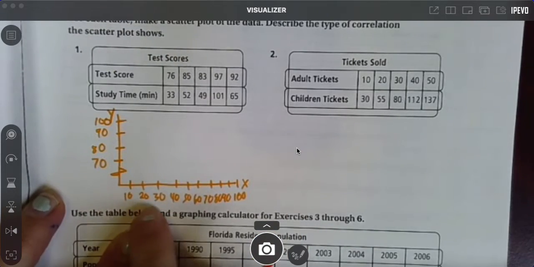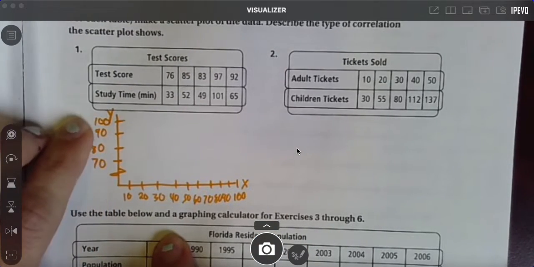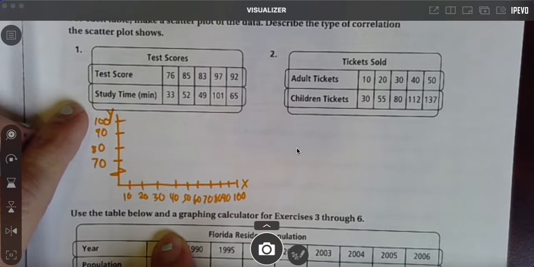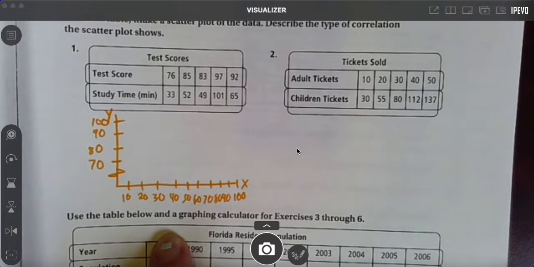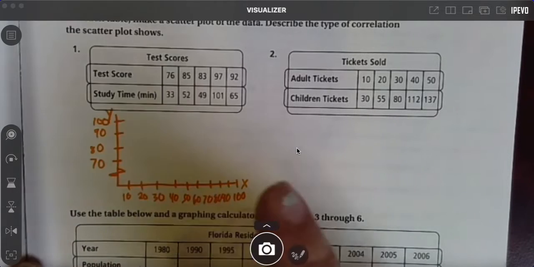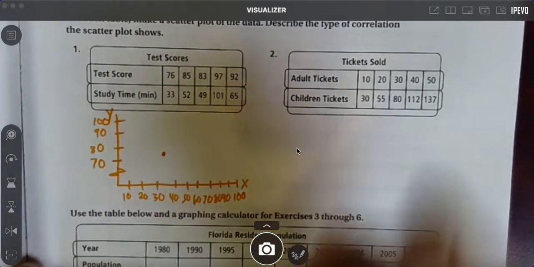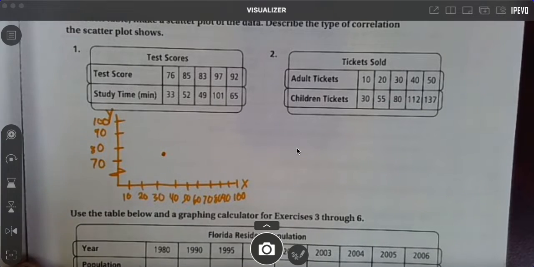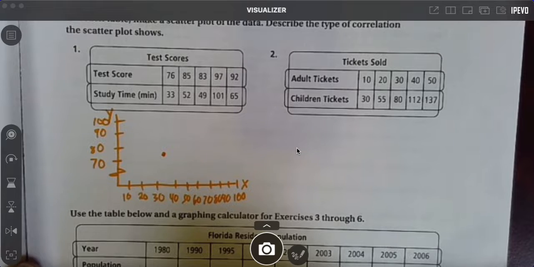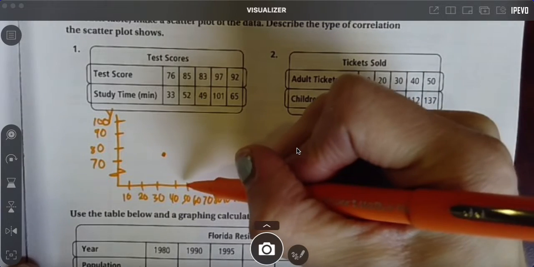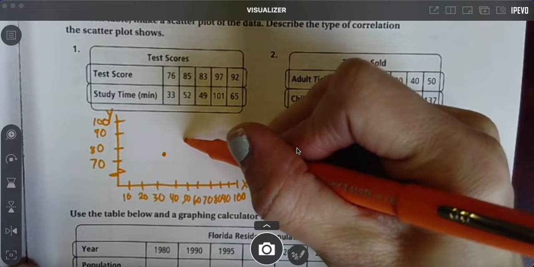Just because I count these by tens does not mean I have to count these by tens. I could have counted these by fives. Okay? Is everybody good so far? I think you've kind of graphed before, huh? Some. So my first thing says I'm going to go over to 33 and up to 76, okay? So that's about 33, that's about 76, and make my point. Is everybody good with that? Is it perfect? No, but I'm getting some points on there and seeing if there's correlation. Over 52 and up 85. 52 to 85.